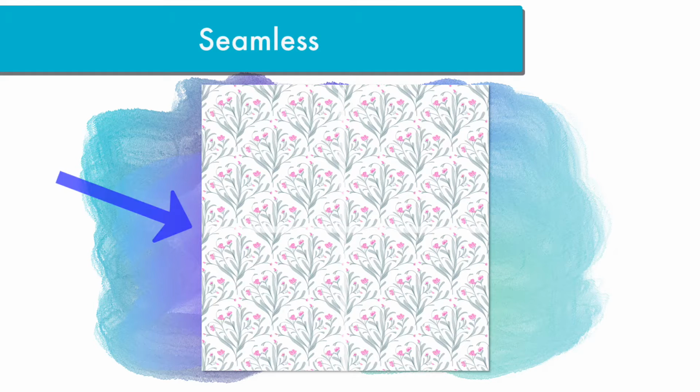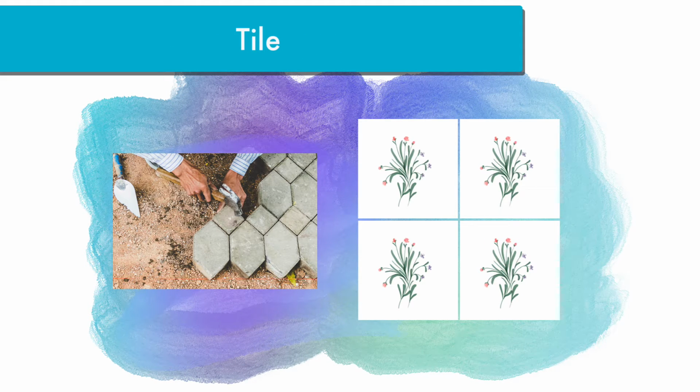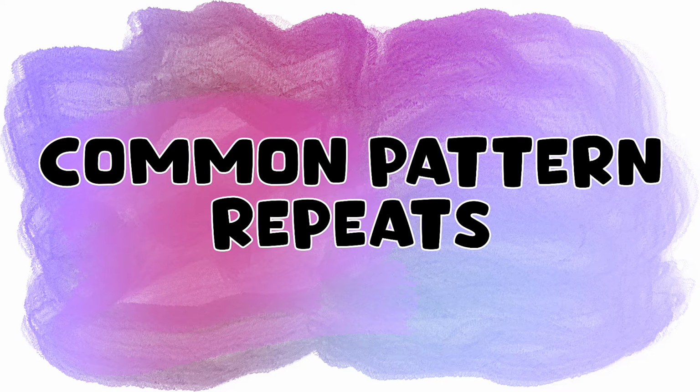Seamless is when there are no visible seams or interruptions in a design. The horizontal and vertical repeat style is pattern repeat. A shape placed next to another to cover an area is a tile. Vertical offset is a shift in the vertical direction. Now let's look at some common pattern repeats.